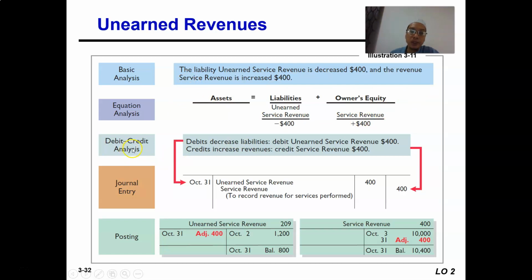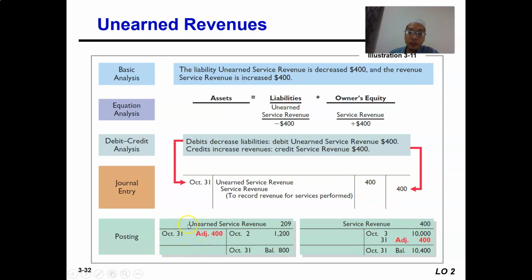So in terms of the debit credit analysis, we debit our unearned service revenue by 400 because we want to decrease our liability, and we credit our service revenue by 400 because we want to increase our revenue. In the journal entry that we do for this, on October 1st, we debit our unearned service revenue by 400 and we credit our service revenue by 400.